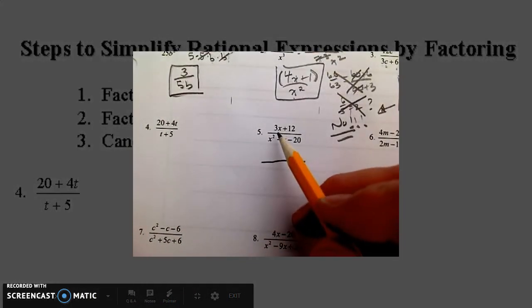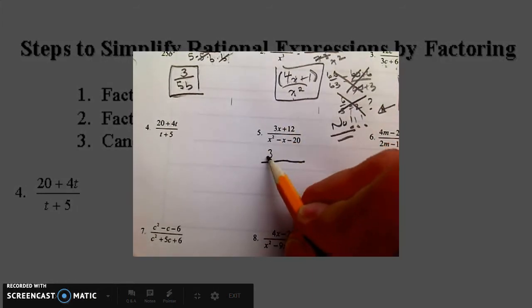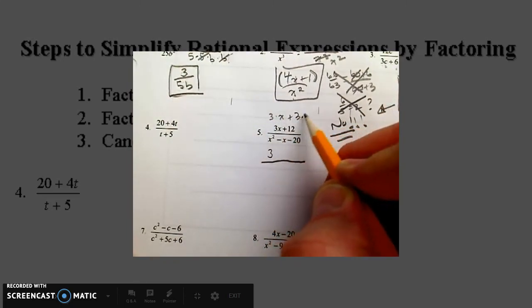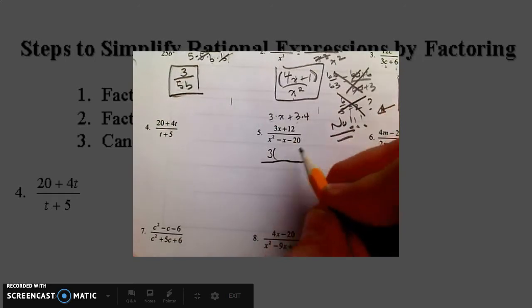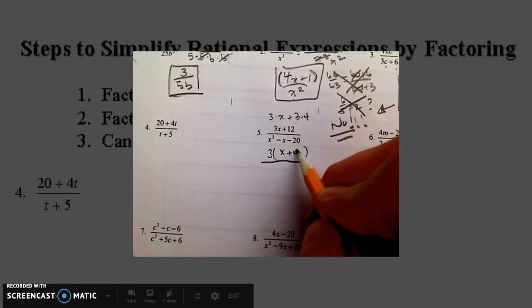The numerator I can factor out a greatest common factor. 3 is a factor of 3 and a factor of 12. I have 3 times x plus 3 times 4, so my common factor is 3. My remaining polynomial factor is x plus 4.